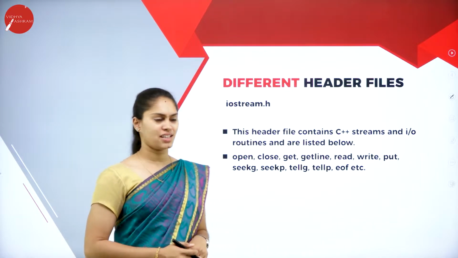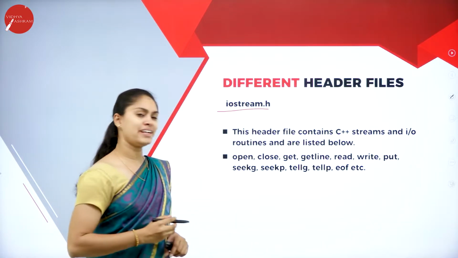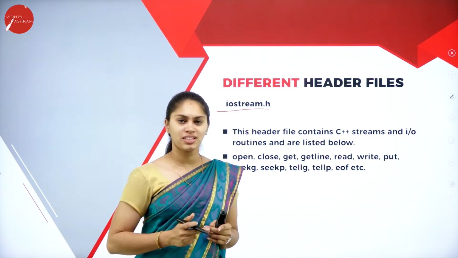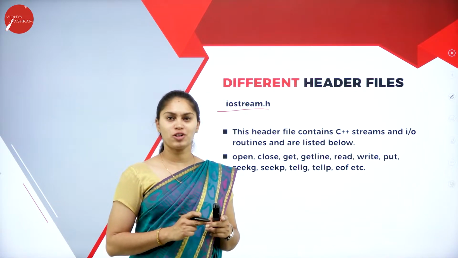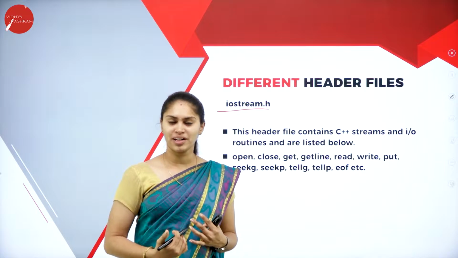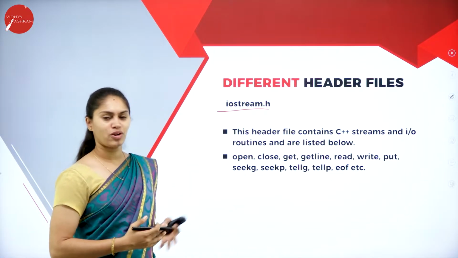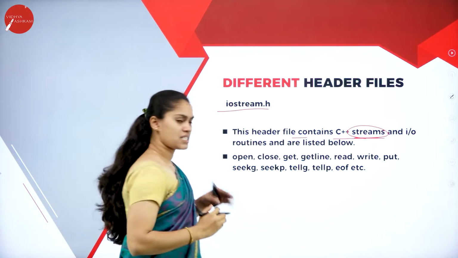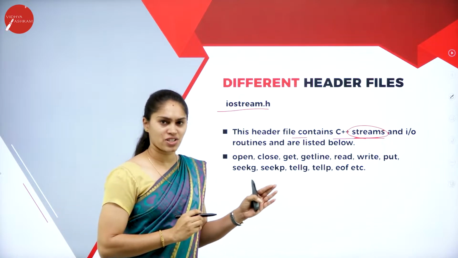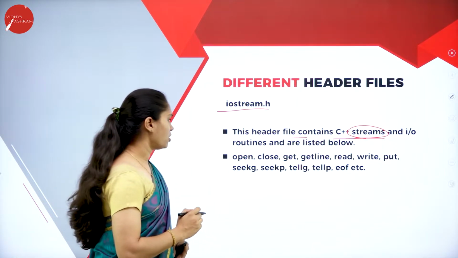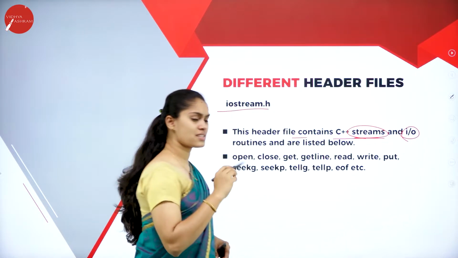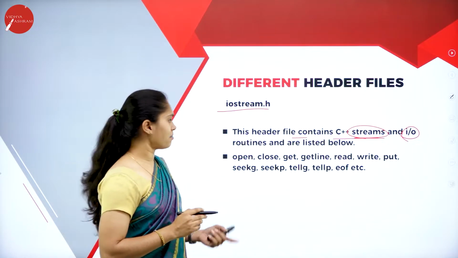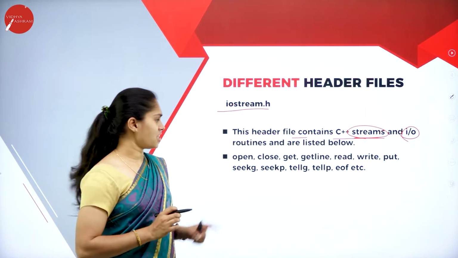So we'll see the first header file, that is iostream.h. Already we are all familiar with this iostream.h header file. As the name indicates, IO represents input output. So if I want to perform input and output operations in our program, then it is mandatory to have this iostream.h header file. This header file contains C++ streams. A stream is nothing but a flow of information or a flow of data, and input output routines. So I/O represents input or output. If I want to perform any input or output operation in our program, then we have to include this iostream.h header file.